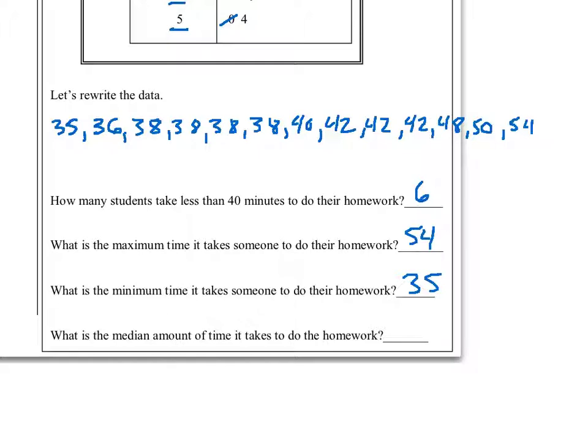Is this going to be a singular median or a split median? Singular, because it's got an odd set. 1, 2, 3, 4, 5, 6 from each side. Our median is 40.